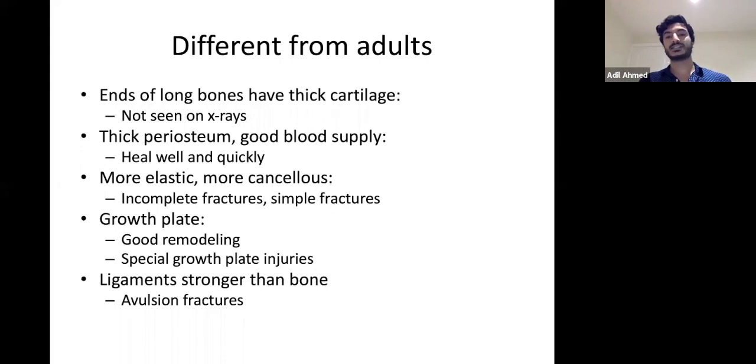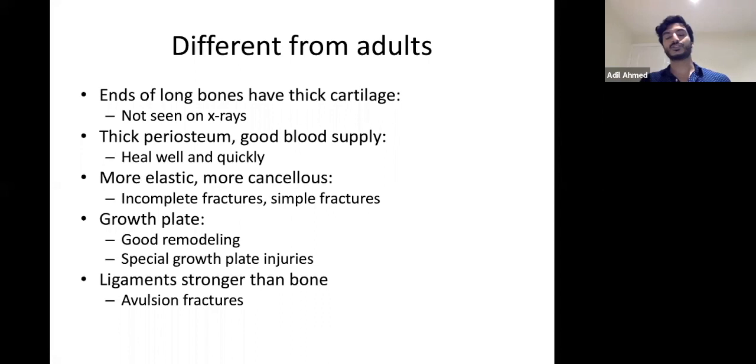They're also more elastic, and by elastic, as we described, you can think of elastic as plastic as well, in that they tend to plastic deformation, and so they lead to these incomplete fractures or even plastic deformations. And the growth plate we established is one of the main reasons for the excellent potential for remodeling. And we'll look at some of these special growth plate injuries later.